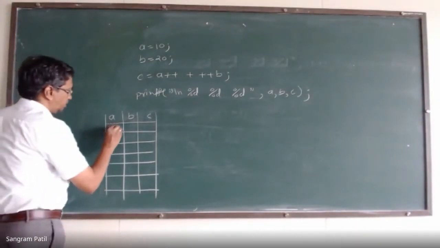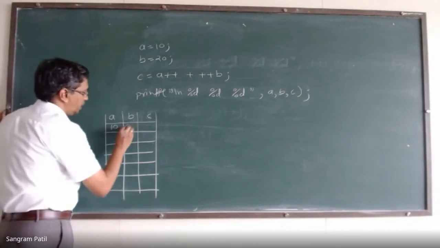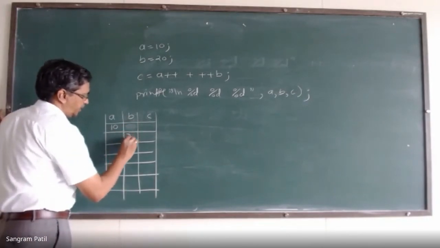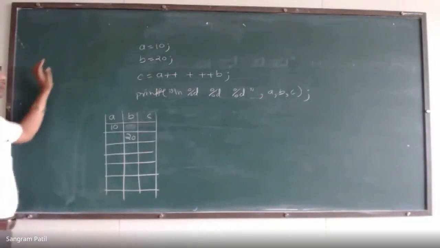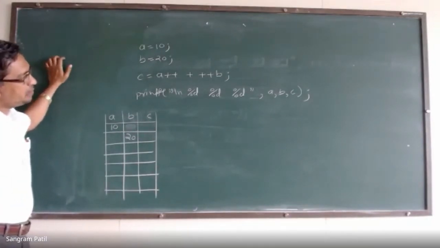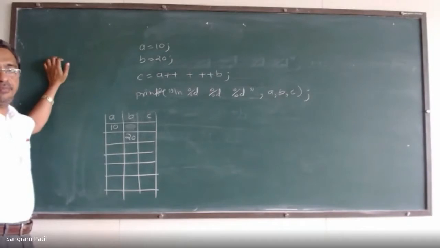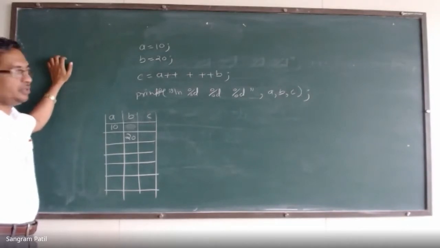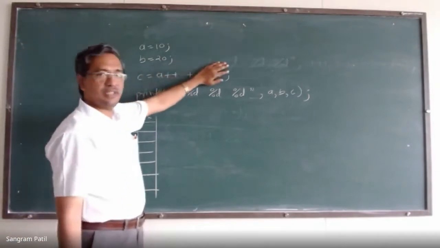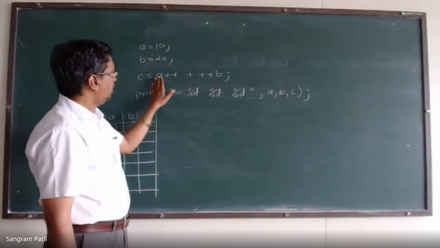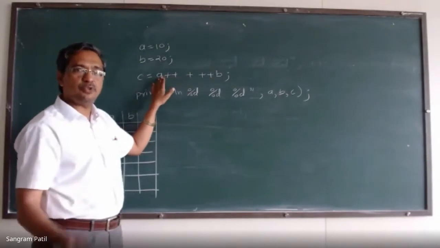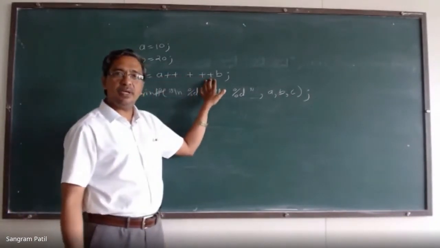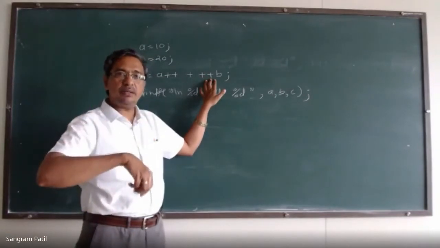Initially A is 10, B is 20, or you take it over here as the next statement 20. C is equal to A plus B. So this part is separate, this part is separate. So here A means use the value of A, then increment the value of A. This is plus B, increment the value of B, then use it.